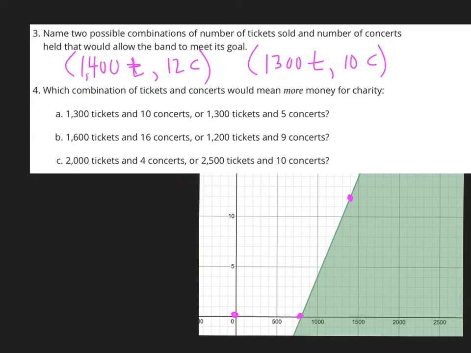So we're getting a little trickier here. Which combination of tickets would be more money for charity, right? 1,300 tickets and 10 concerts. So 1,300's right here. So 1,300 tickets and 10 concerts.